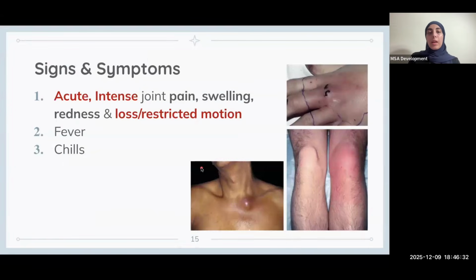Okay. Now, what are the signs and symptoms? As you know, this is an inflammation and infection, so you're going to have all the cardinal signs of inflammation. There's going to be pain, swelling, redness, and also signs of infection like fever and chills. In most cases, it's going to be acute and very intense pain. And something that is very characteristic is that they have loss or restricted motion. This is also one of the cardinal signs of inflammation. But in septic arthritis, it's a very key sign because it means that they have something very serious in their joint.